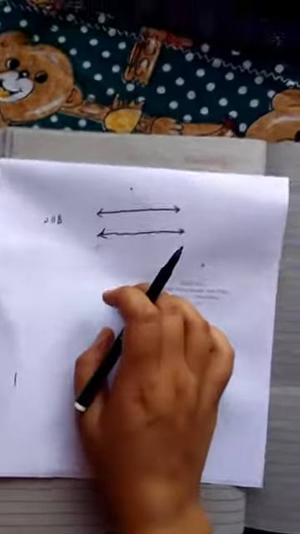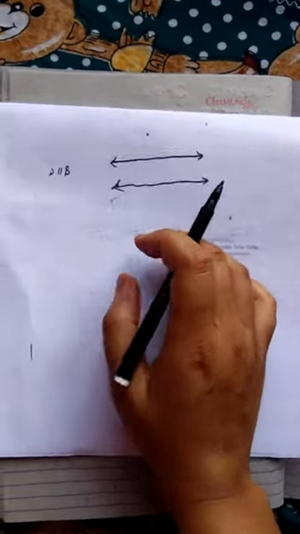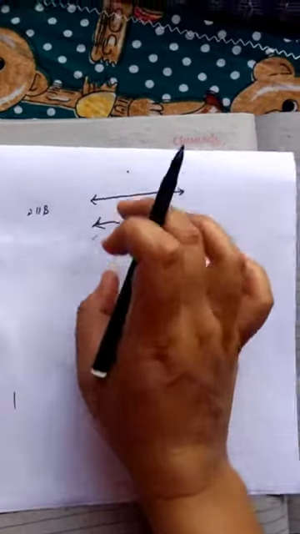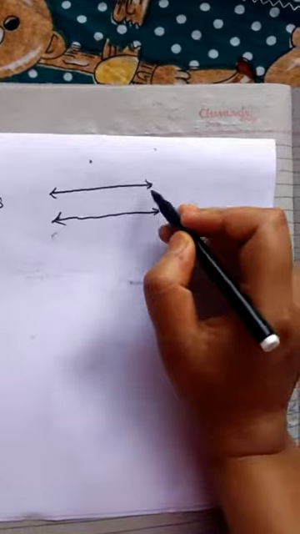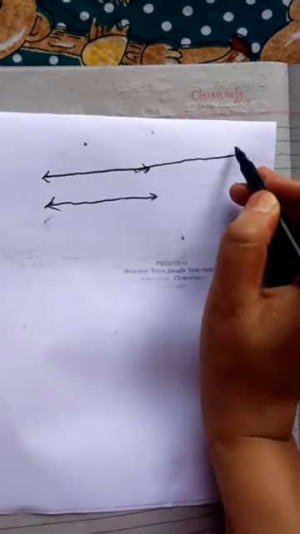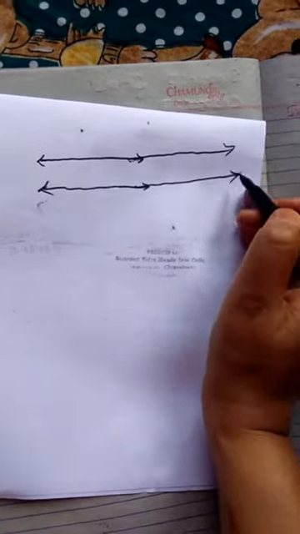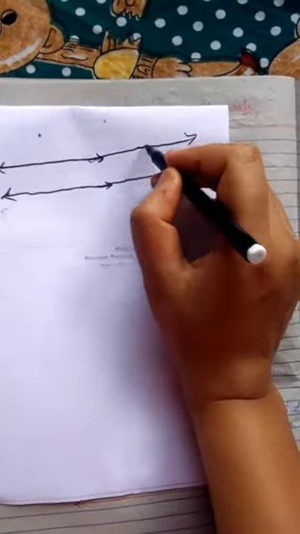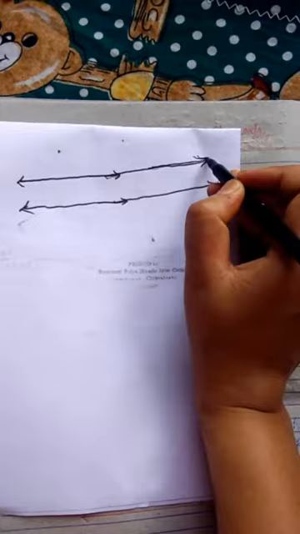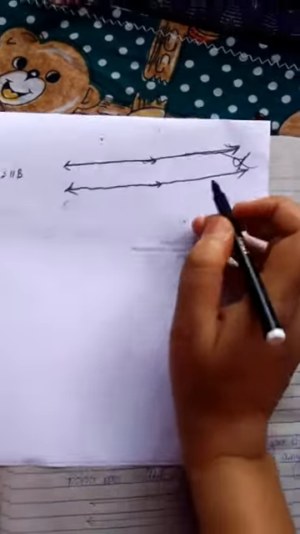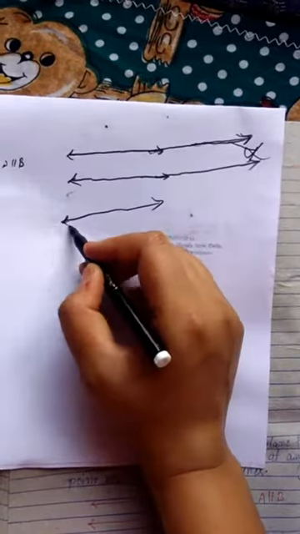Now the definition of parallel lines is very important, you should learn it. The definition of parallel lines is two lines which never meet each other. They always go in the same direction and never meet. Suppose this goes this side and bends here, this is not a parallel line, because parallel lines never meet each other.